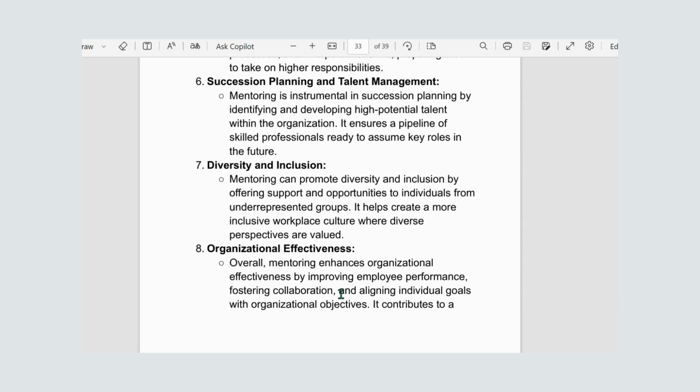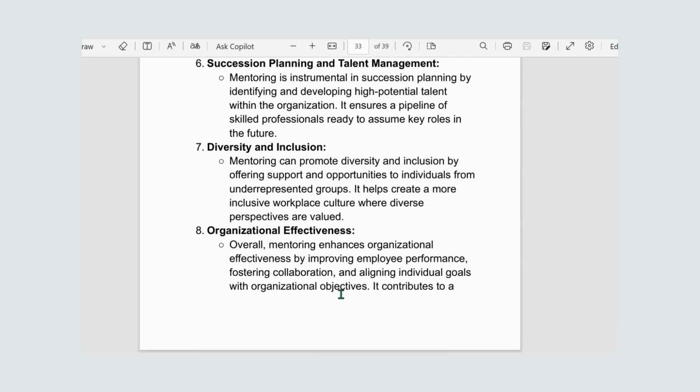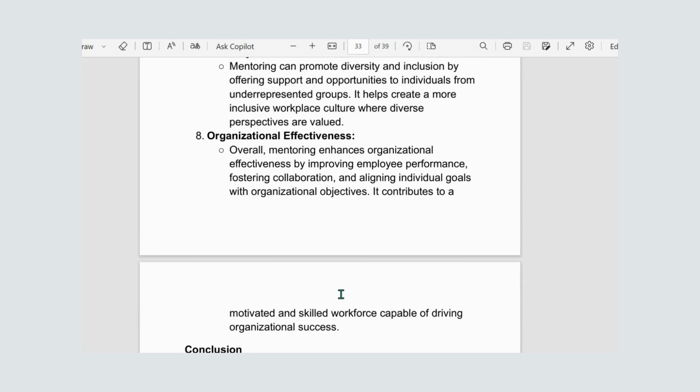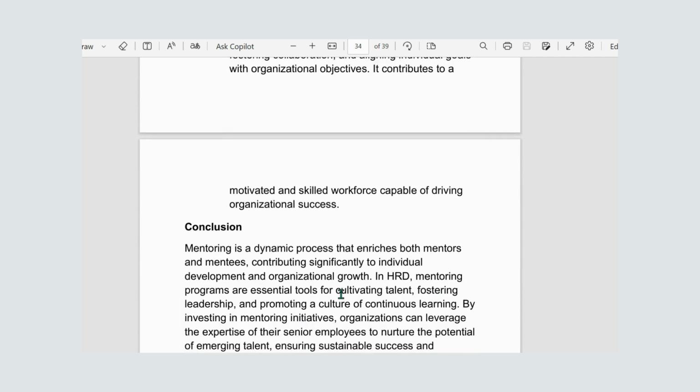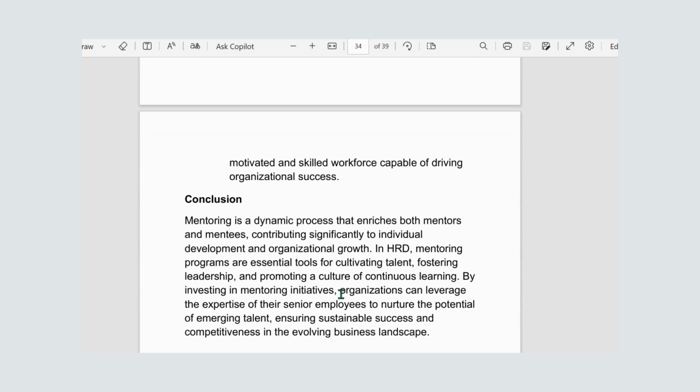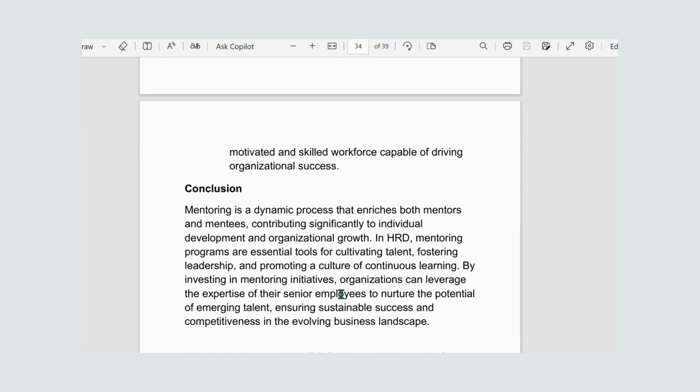Diversity and inclusion is also a result of mentoring, since mentoring helps to create a more inclusive workplace culture where diverse perspectives are valued. Organizational effectiveness can also be achieved by mentoring, by aligning individual goals with organizational objectives. So in conclusion, we can say that mentoring is a dynamic process which helps both the mentor and the mentees to contribute significantly to individual development and thereby to organizational growth.